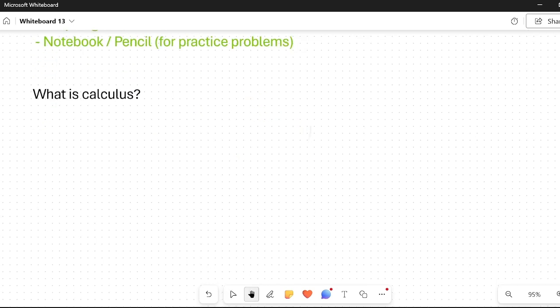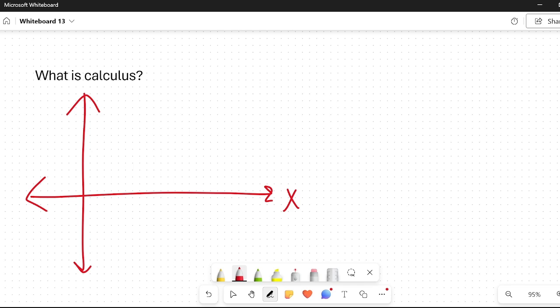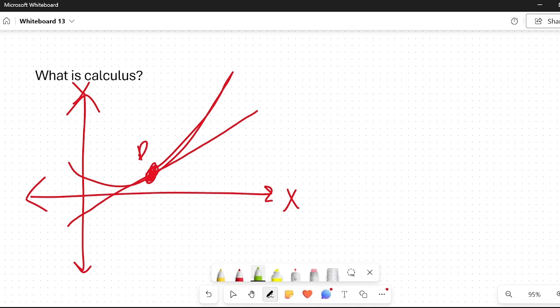So let's say we have a graph like so, with the x and y axis, and then we have a curve like this, and then essentially at this point P, we're trying to find a line that's tangent to this curve at that point. That is our tangent line problem. And the way we do this was introduced in pre-calc, but essentially we use a difference quotient, right?